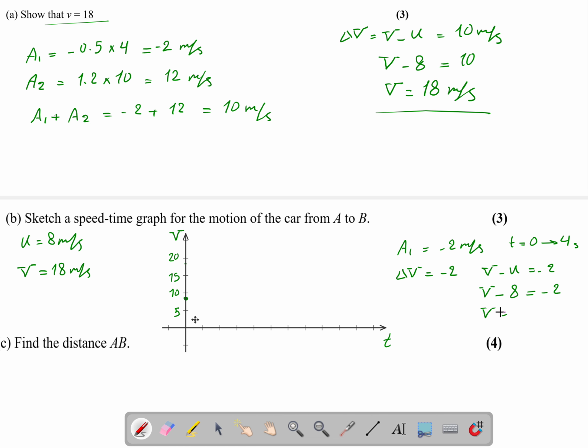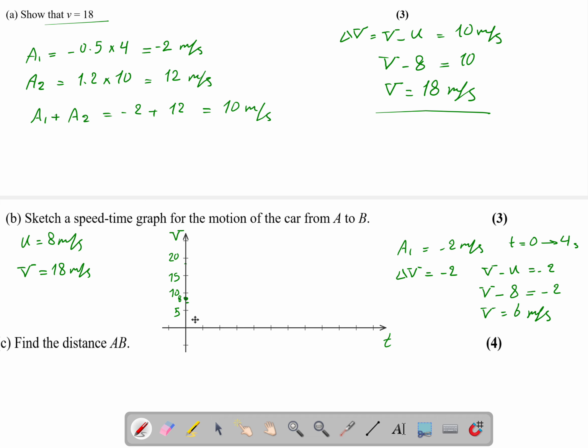So V will be minus 2 plus 8, it will be 6 meters per second. It means that after 4 seconds, our velocity will be 6 meters per second. So since this point is 8, we will have, for example, this point 6.